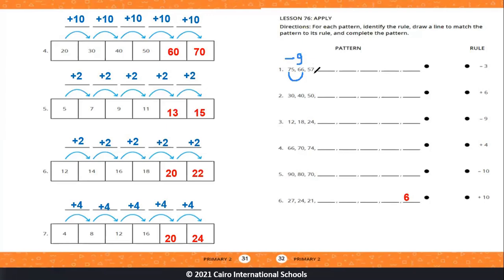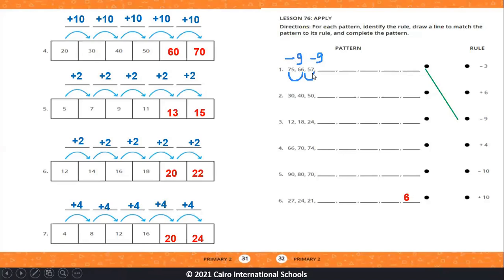To make sure again, subtract 66 minus 57. Count from small to big. After 57, 58, 59, 60, 61, 62, 63, 64, 65, and 66. How many fingers do we have? 9 fingers, bravo. So we are subtracting 9 each time. Why subtracting, Miss Nada? Because the pattern is a decreasing pattern. Now we're gonna match. The pattern rule is minus 9, because each time we are subtracting 9.